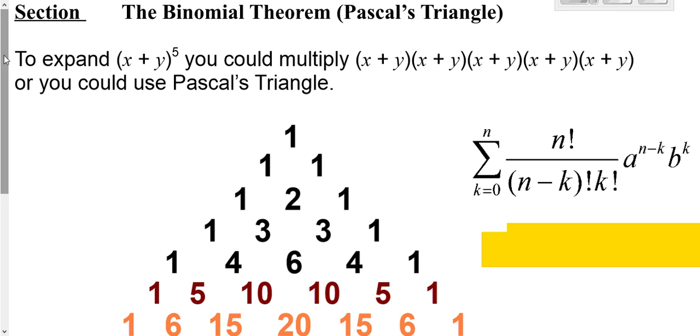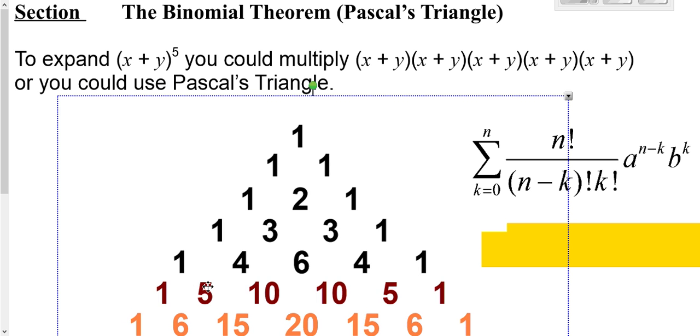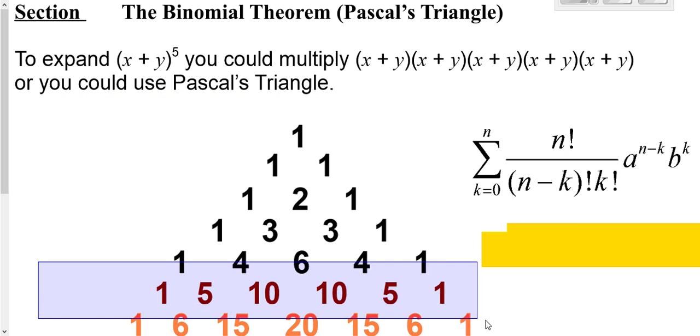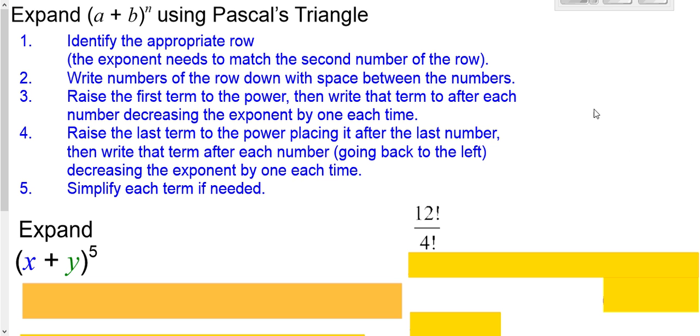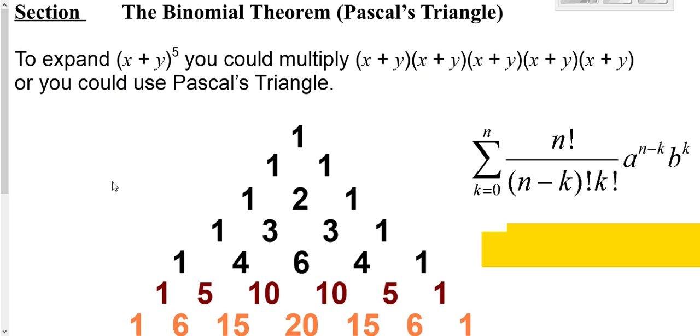Now, if we were looking at this right here, x plus y to the fifth, we would then want to use our fifth row going across. So let's go ahead and work that out. So let's take a look at expanding this right here. You'd want to identify the correct row, and that's given to you by your exponent. So if your exponent's 5, you want to go to the fifth row. The second number in always tells you which row you're dealing with.